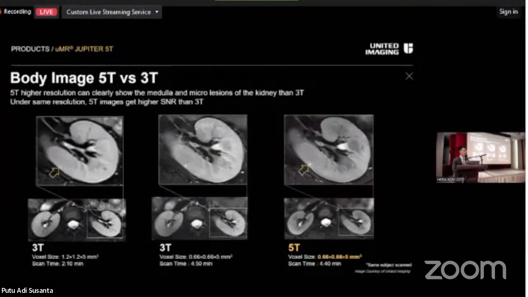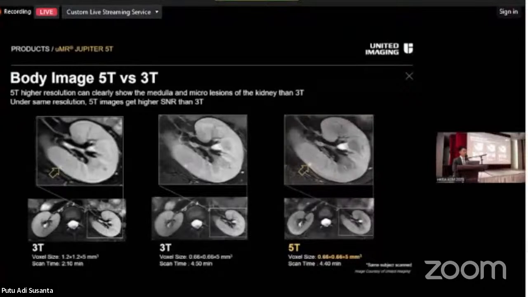We can, however, try to increase the matrix and thus have a higher resolution at 3 Tesla, which is the one in the middle. However, in this case, we are actually SNR starved. So you can see that even though we have higher spatial resolution in the middle, we cannot be 100% sure whether we have a lesion or not on the kidney.